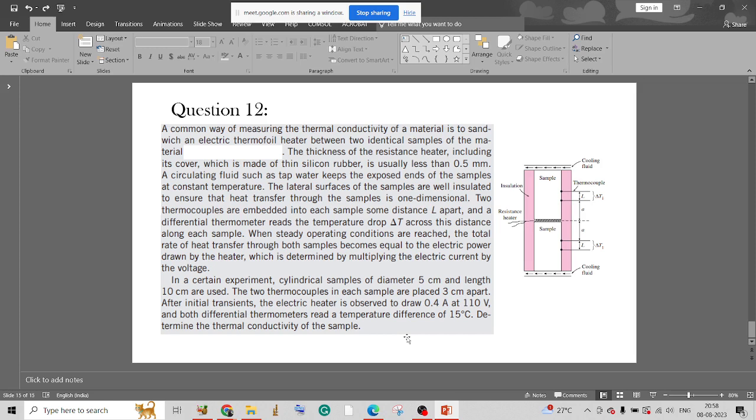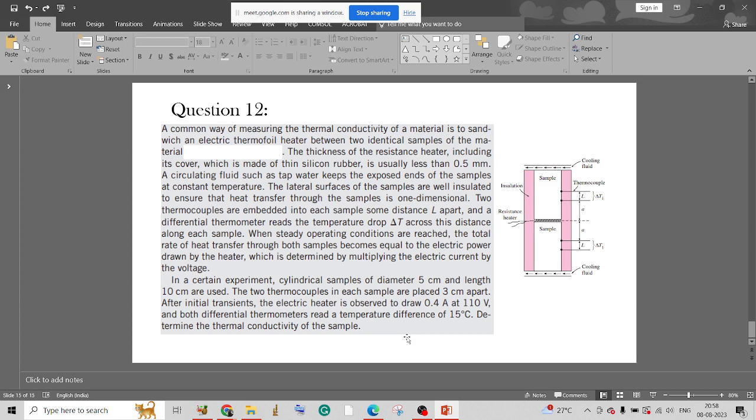The thickness of the resistance heater, including its cover, which is made of thin silicon rubber, is usually less than 0.5 meter, the thickness between the two samples, at constant temperature. The lateral surfaces of the samples are well insulated, so there will be no heat loss from the sides, to ensure the heat transfer to the samples is one dimensional. That is only in Z direction there will be heat transfer.